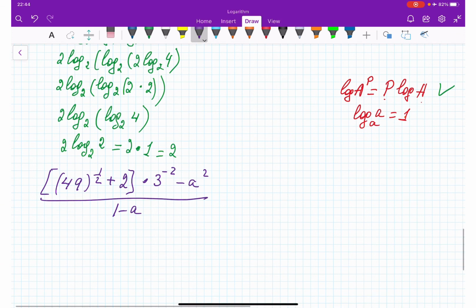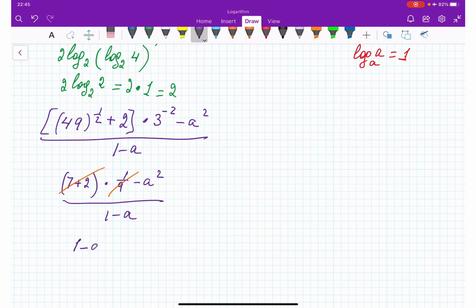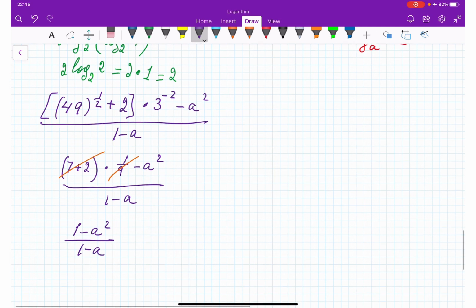All right, so what do we get? 49 to power 1/2, that's the square root of 49, right? Which is equal 7. 7 plus 2 times 3 to power negative 2, it's going to be 1/9 minus a squared, and divided by 1 minus a. So 7 plus 2 is 9, and over 1 over 9, they cancel each other. Yes, and we are getting 1 minus a squared over 1 minus a. So the 1 minus a is gone, and here will be left 1 plus a, correct? Because 1 minus a squared is 1 plus a times 1 minus a. And the final result is going to be 1 plus a.